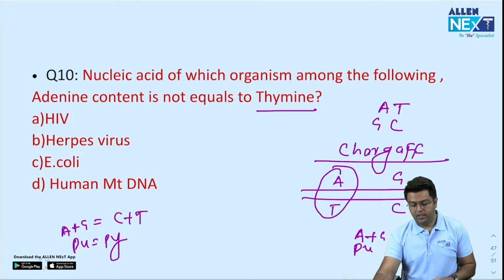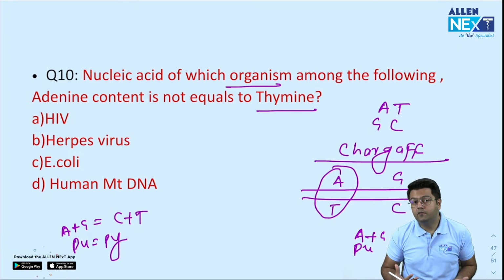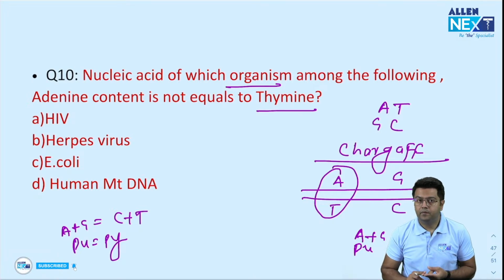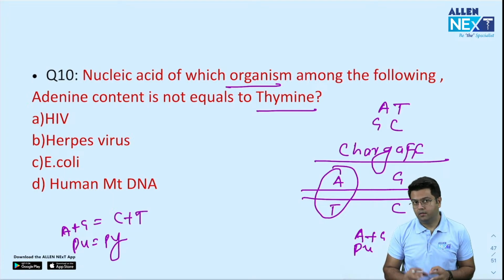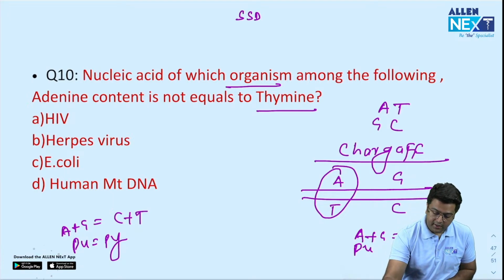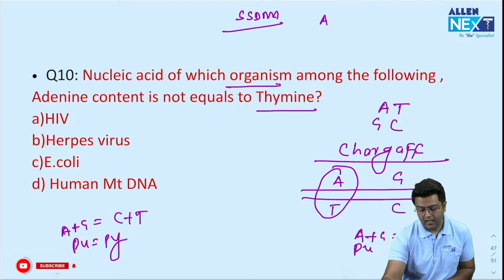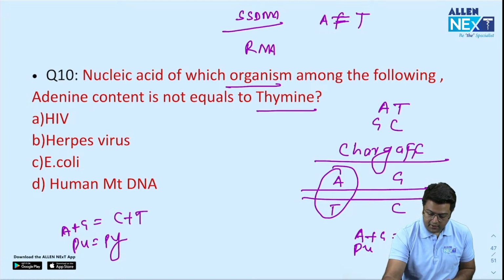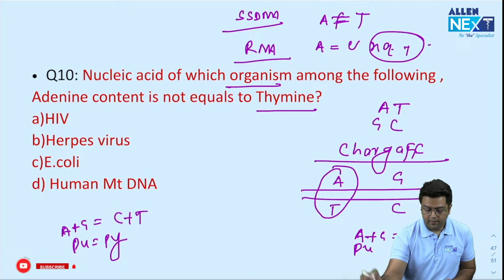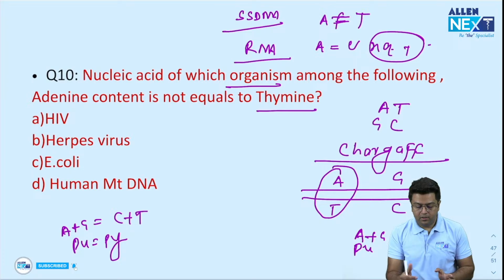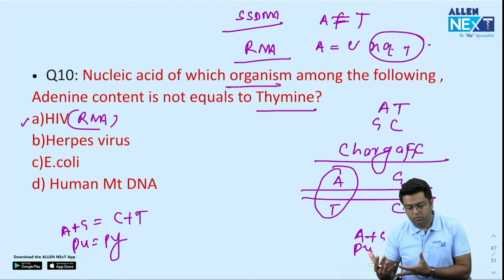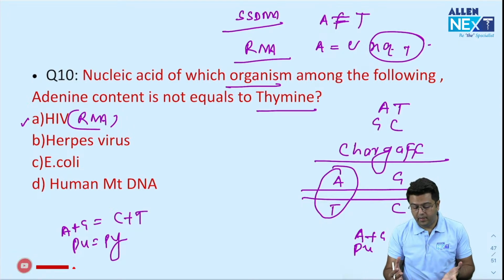So in the MCQ, they're asking which organism. So guys, any organism which is either single-stranded DNA or an RNA virus. You getting the point? If it is single-stranded DNA, then A is not equal to T, right? And if it is an RNA virus, then A is equal to U, not T. So there is no T. So based on the options, HIV can be the best answer because that's an RNA virus, or if it's a COVID virus or whatever, depending on the options.